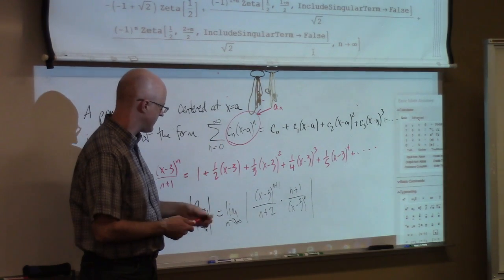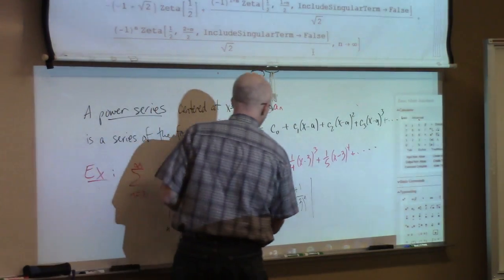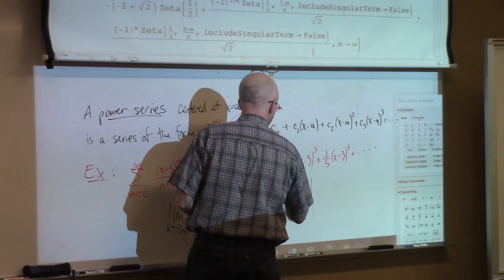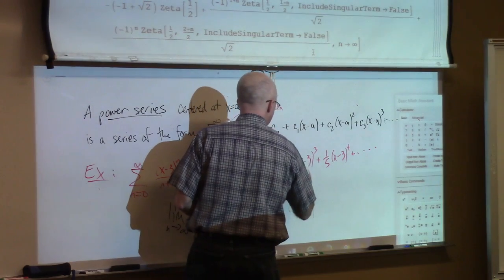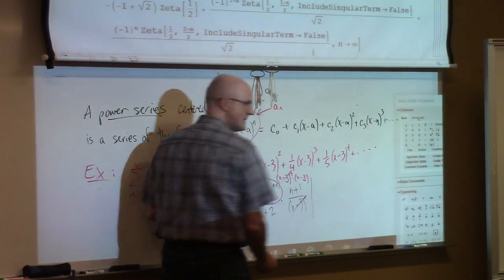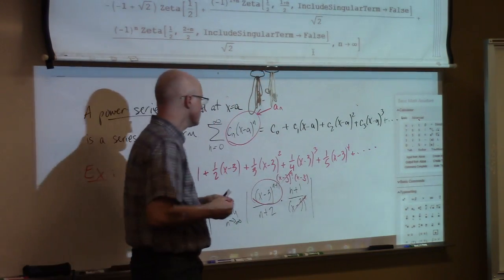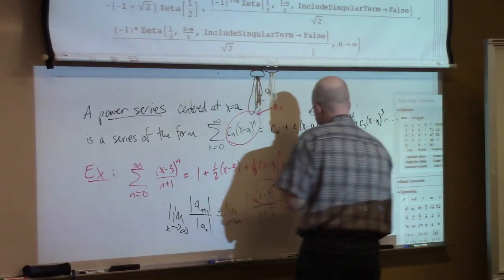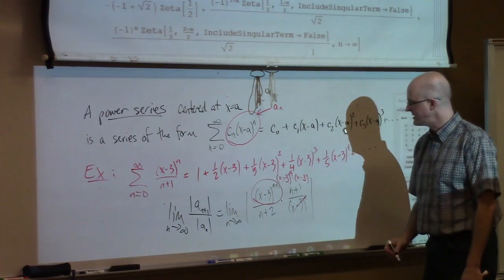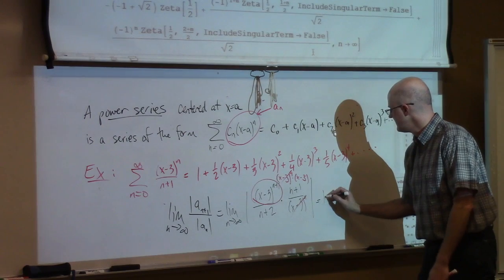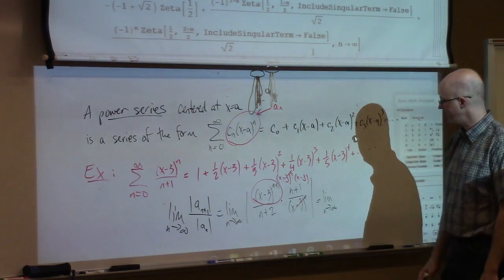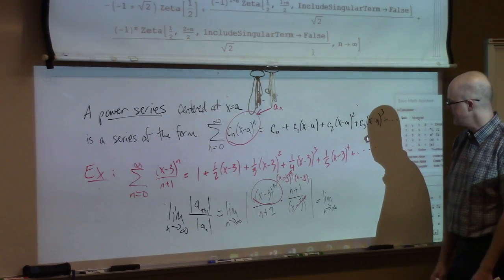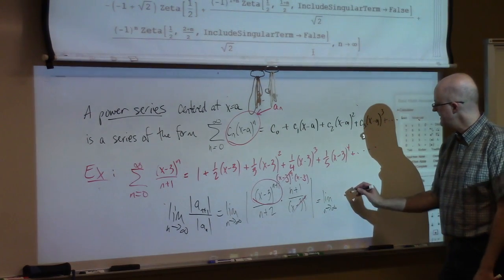Can this be simplified? Yep. This is the same as x minus 3 to the nth power times x minus 3. The x minus 3 to the nth powers cancel. The n plus 1 and n plus 2 are still there, and we also have an x minus 3 still there. What's the best way to write this?